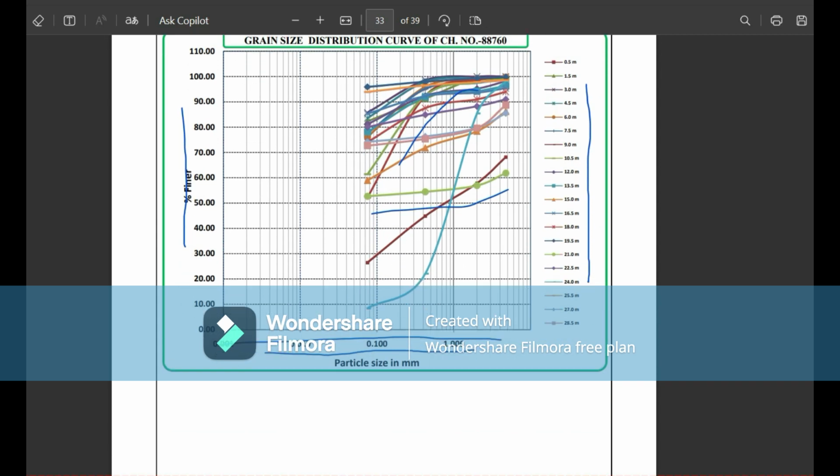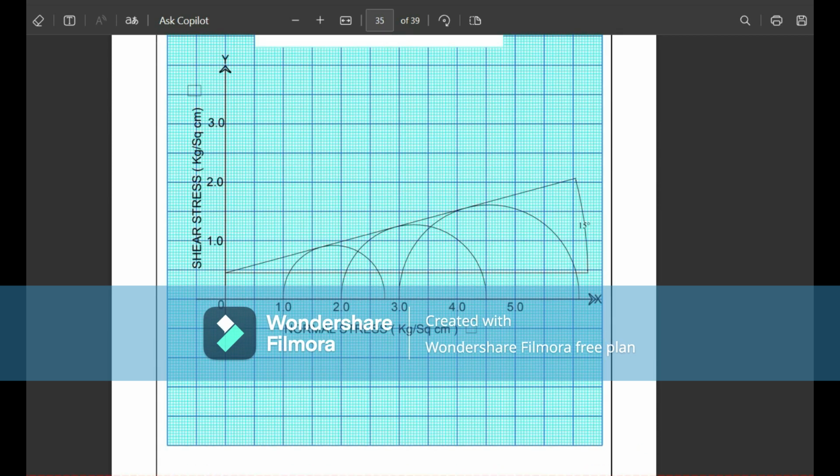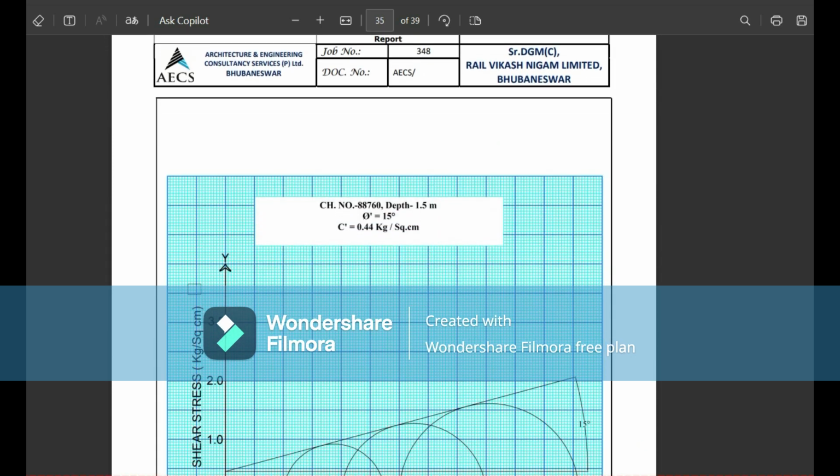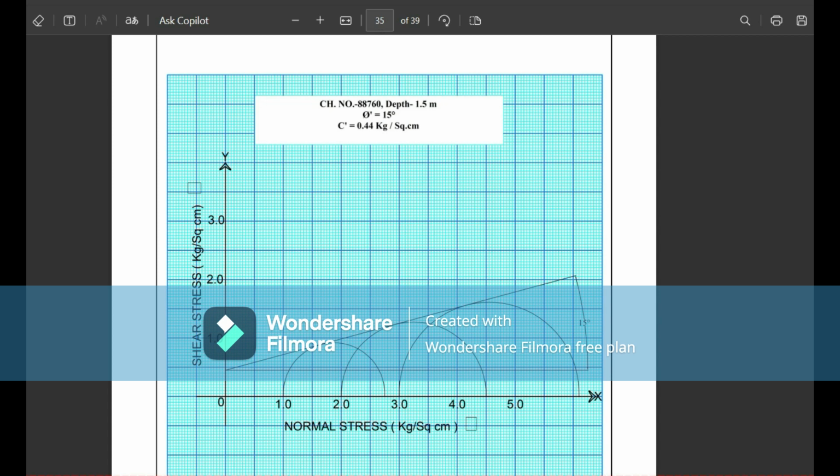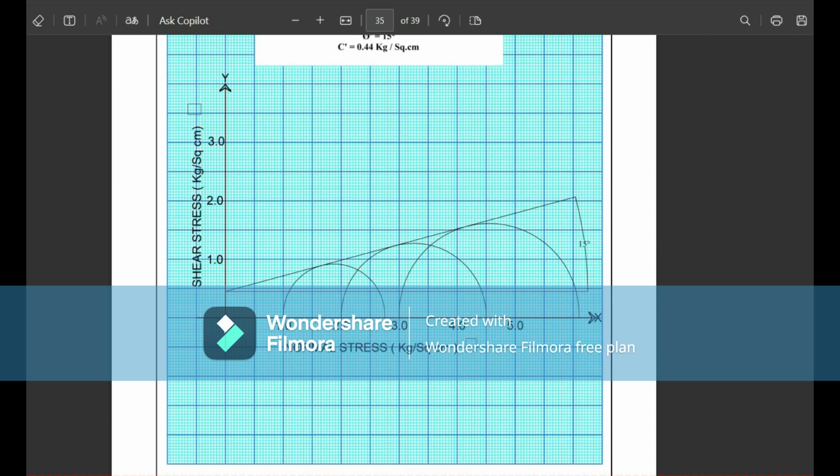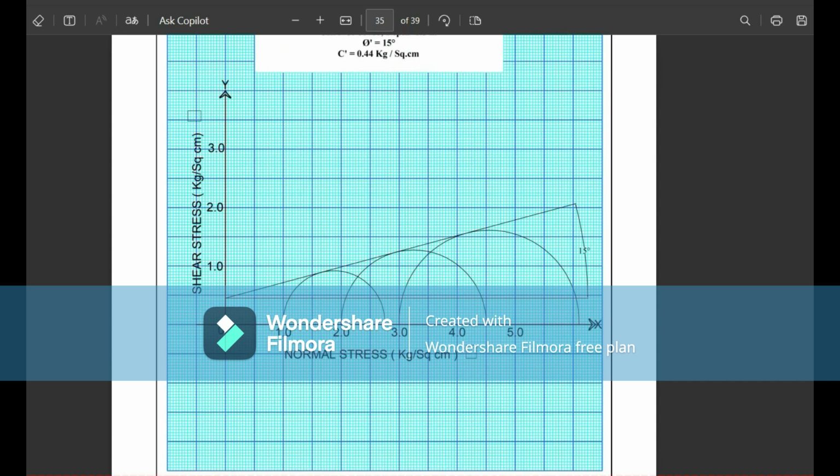The logarithmic curve we can consider, and also see how to calculate the cohesion and friction angle in the laboratory through this graph. So we can conduct the direct shear test on the soil. Here normal loads are applied: 1 kg per square centimeter, 2 kg per square centimeter, 3 kg per square centimeter.